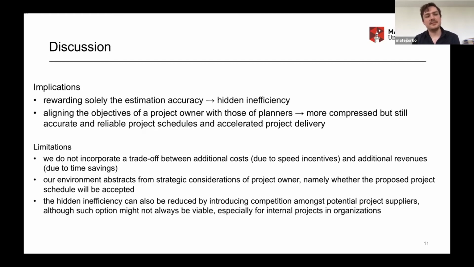So the implication from our study is that when you are really trying to have your projects be successful, meaning being done on schedule, and you start rewarding the estimation accuracy, you can induce a hidden inefficiency. You can induce a deliberate inflation of schedules and slower project progress. And once you align the objectives of you as a project owner with those of your planners, you can get more compressed, but still accurate and reliable project schedules, right? And accelerated project delivery. So the project is still delivered on time, but it's delivered faster. So this is kind of good news, I believe.